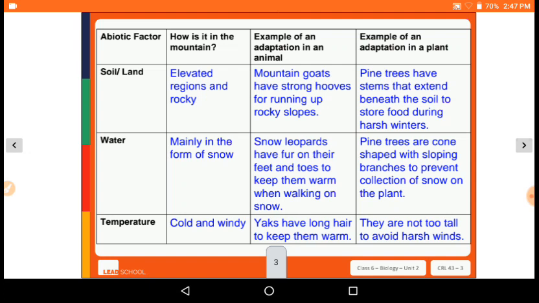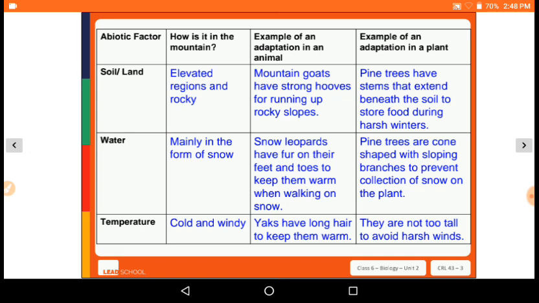Elevated regions, rocky soil, water mainly from the snow, and the temperature is cold and windy. So in the mountain region, the animal mountain goat has strong hooves for running up rocky slopes. Snow leopards have fur on their feet and toes to keep them warm while walking in snow. Yak have long hair to keep them warm.